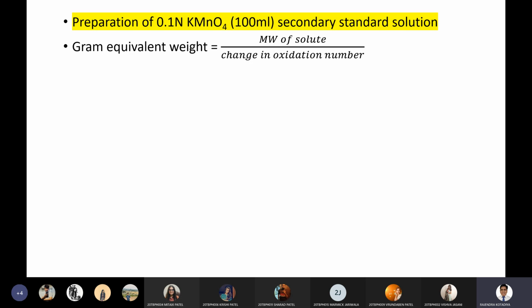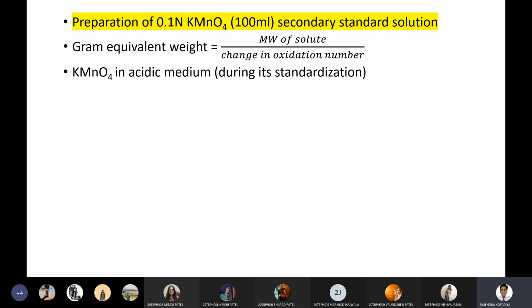So depending on the standardization process, when we perform standardization of KMnO4, our medium will be acidic medium. So we will perform this titration in acidic medium. That is why we need to calculate the gram equivalent weight of KMnO4 in acidic medium, because we are going to use acidic medium in standardization.